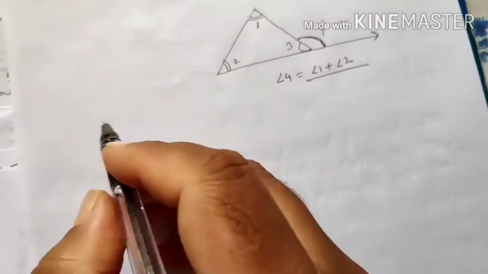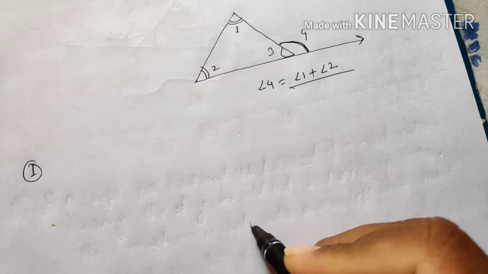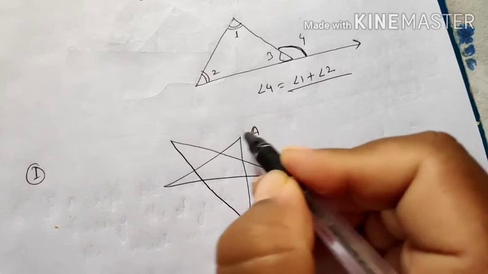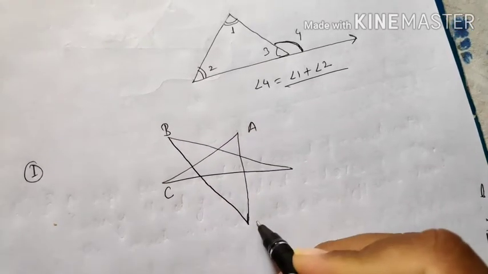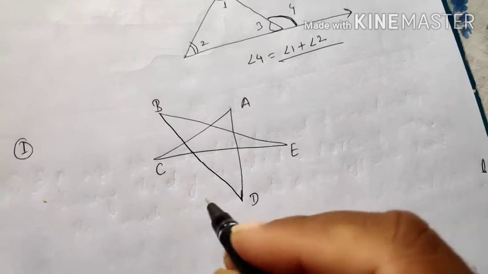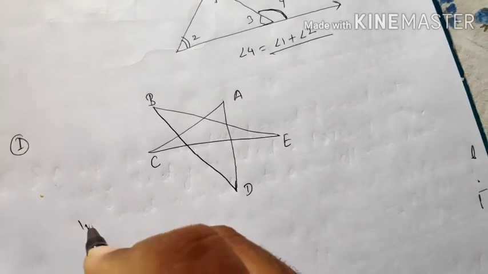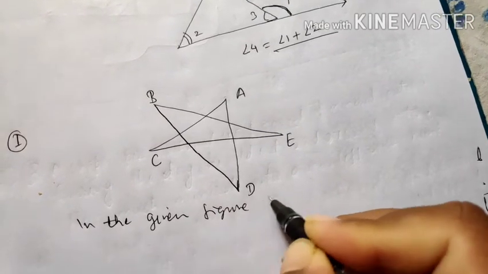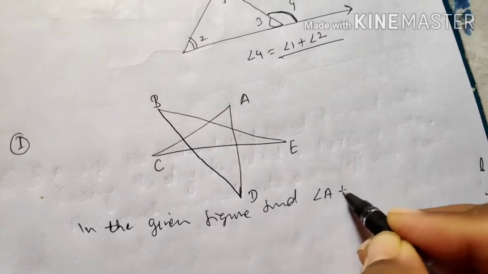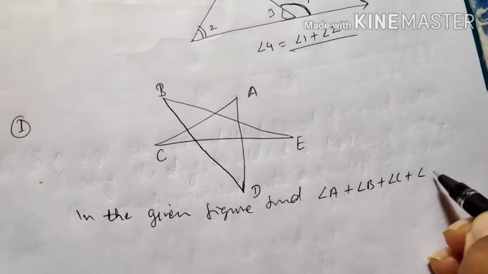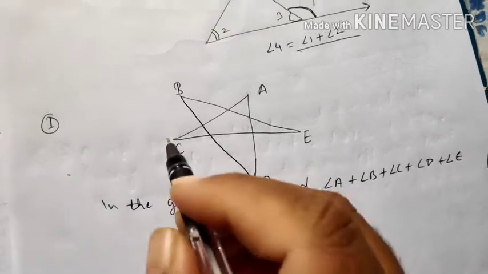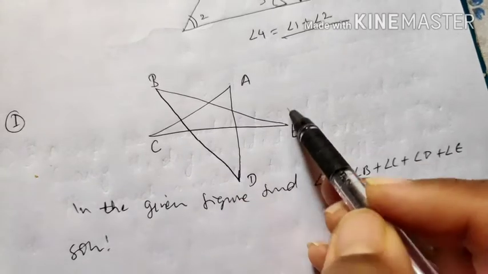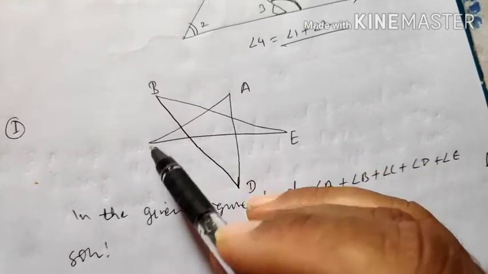Our first problem is: in the given figure, find angle A plus angle B plus angle C plus angle D plus angle E. Here we have to find the sum of angles A, B, C, D and E.